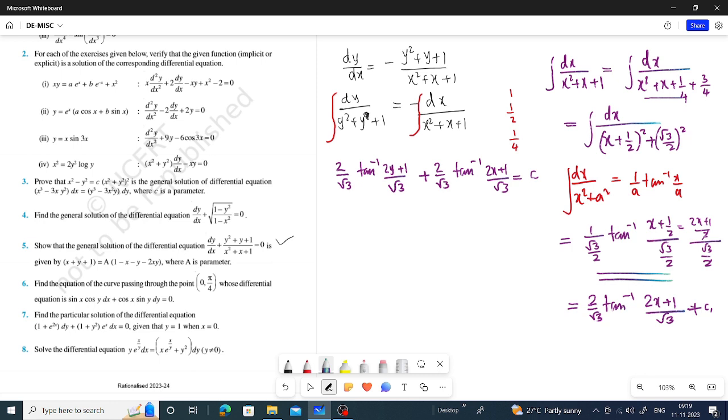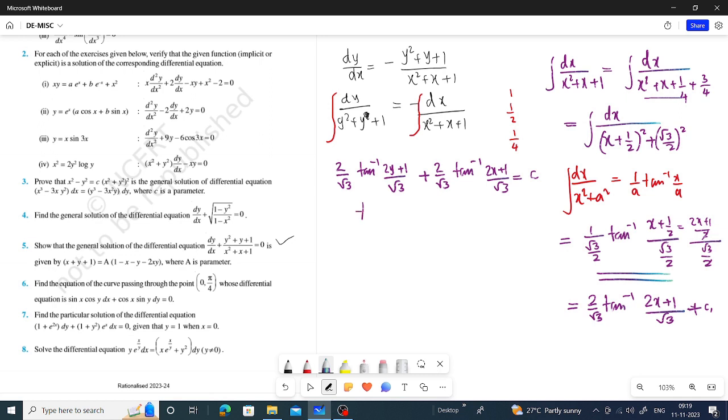So tan inverse 2y by 3, you multiply both the sides by root 3 by 2. So root 3 by 2, if you multiply, this will be getting cancelled, this will be getting cancelled, and it becomes c root 3 by 2.